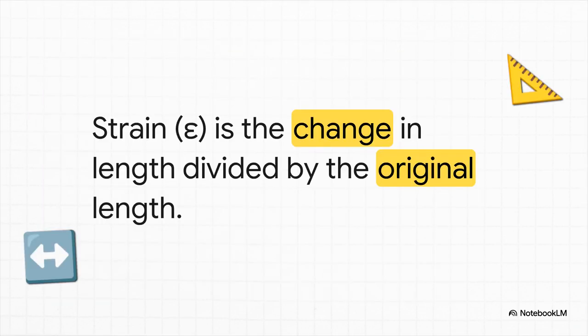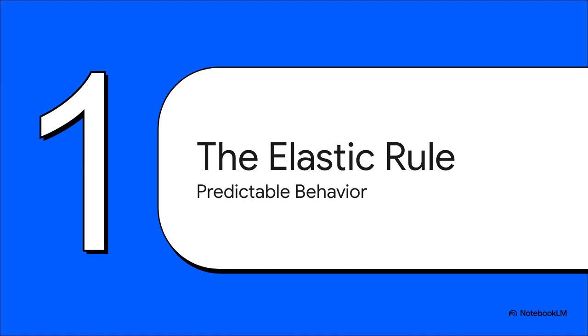You just calculate it by comparing how much the length changed to what the length was in the first place. Super simple. And that gives us a really precise way to talk about how much something has deformed. So there you have it, our 2 key players. Stress, which is the internal force, and strain, which is the deformation that happens because of that force. Okay, now we can finally start reading a material's story.